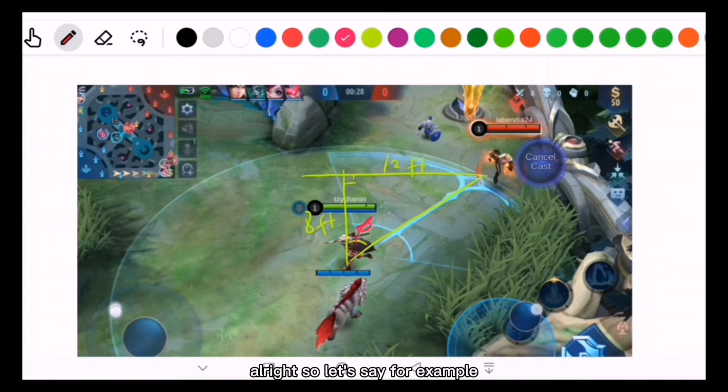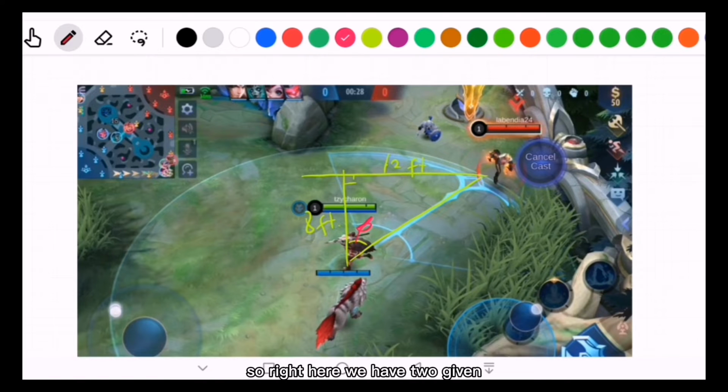Okay, so let's say for example we wanted to rotate this hero at a certain angle, but we don't know how many degrees to rotate it. We'll be needing a trigonometric ratio to solve for that. So in this example, as we have already annotated this picture given, we are using the hero Popol and Koopa to demonstrate how we are going to solve for the unknown angle.